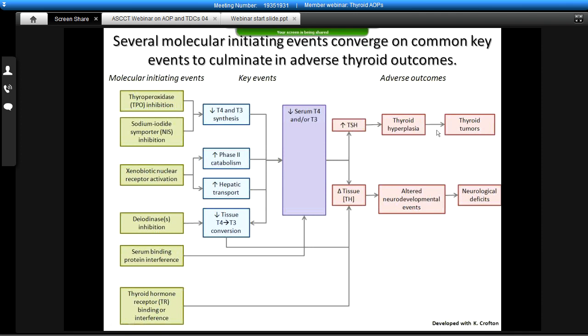This is through a negative feedback mechanism, and this top portion where TSH is increased leading to thyroid hyperplasia and thyroid tumors is really thought to be more relevant in a rodent model. Humans are less susceptible to changes in thyroid cellularity in response to TSH. However, this bottom adverse outcome pathway, a change in tissue thyroid hormone concentration leading to altered neurodevelopmental events and neurological deficits, is relevant not only in rodent models but to humans as well.